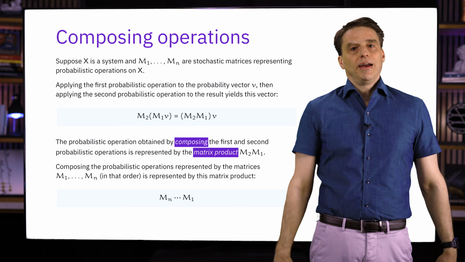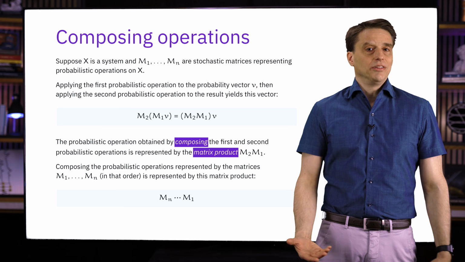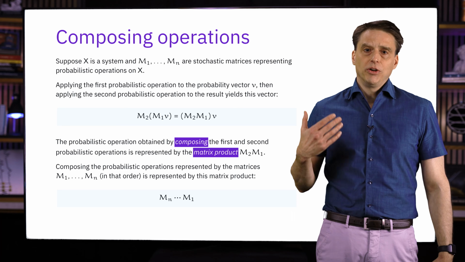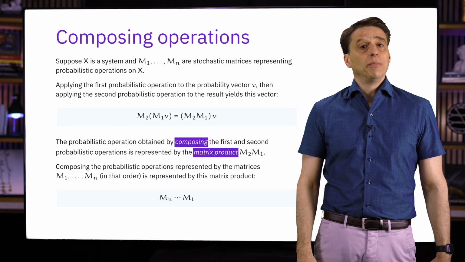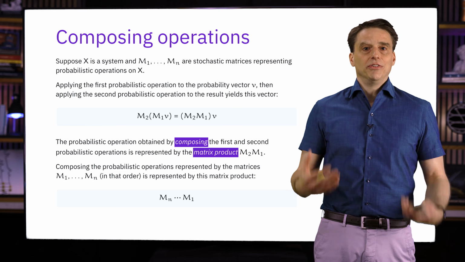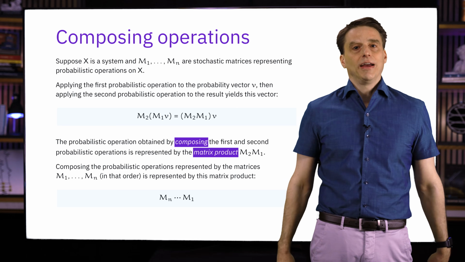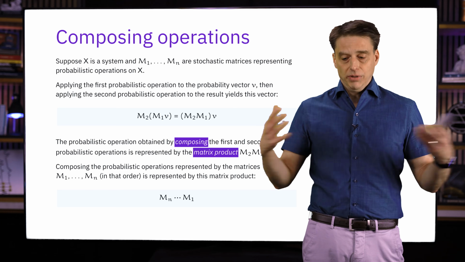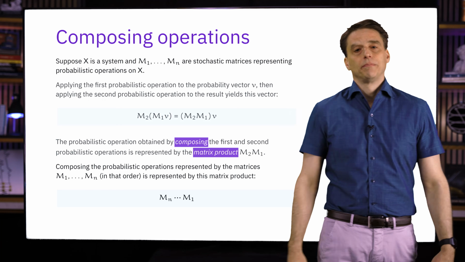You will always get a stochastic matrix by taking a product of stochastic matrices like this, and sometimes we express this fact by saying that the stochastic matrices are closed under multiplication. And the way that you can think about this is that you can't get out of the set of stochastic matrices by multiplying them because the set is closed.